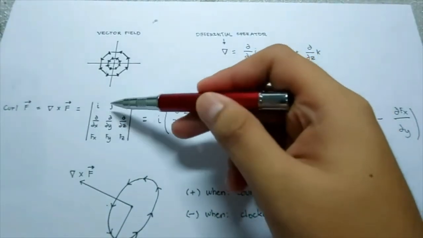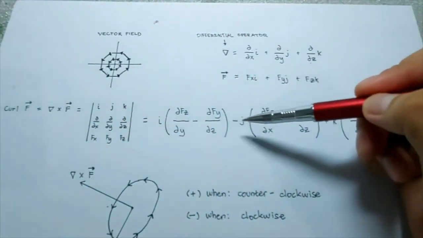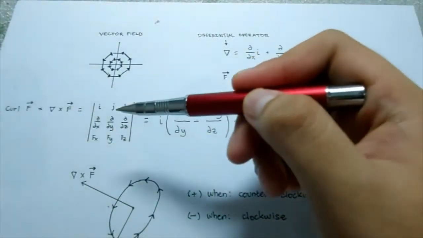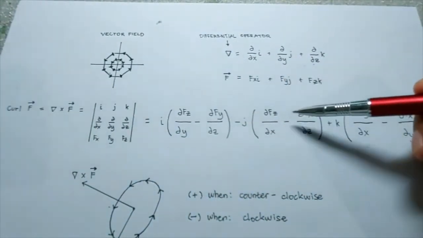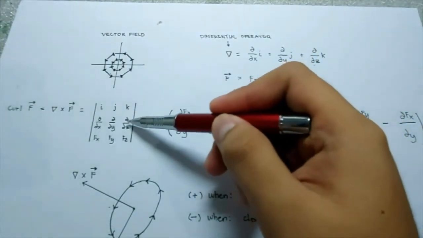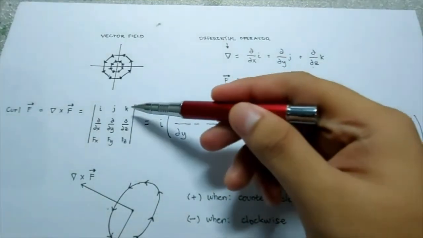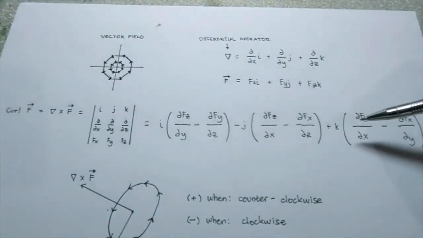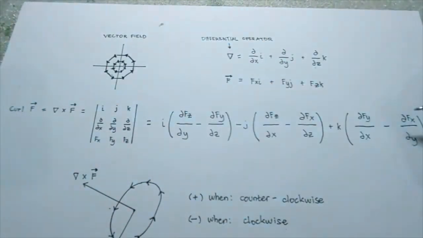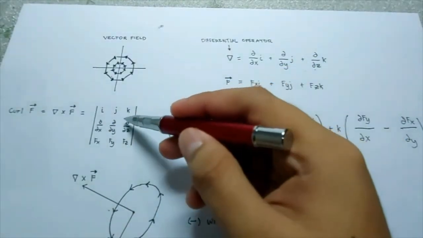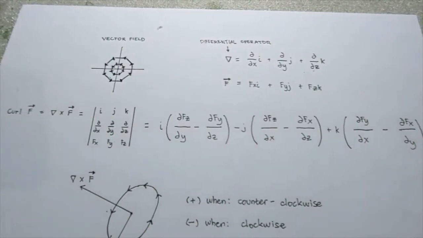Now, by taking the second element, we alternate the signs, plus minus plus. Negative j times the partial with respect to x times the z component minus the partial with respect to z times the x component. Now lastly, we take the third component, which is the k, times the partial with respect to x times the y component minus the partial with respect to z times the x component. And now that is how we calculate the curl.